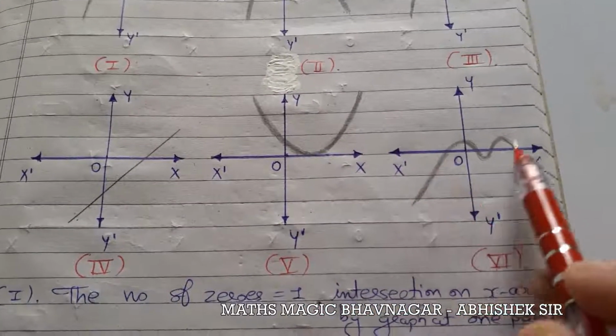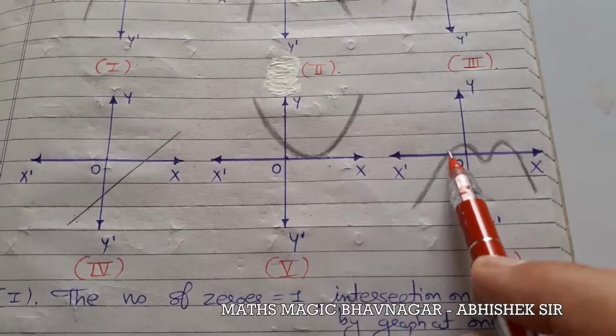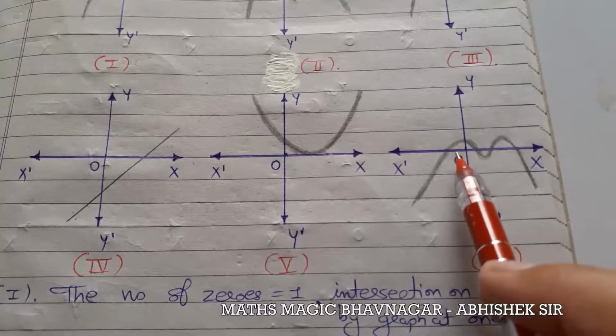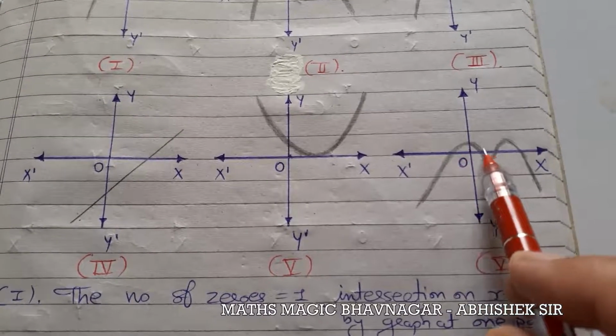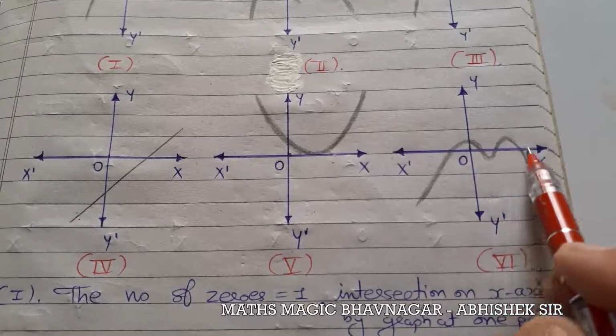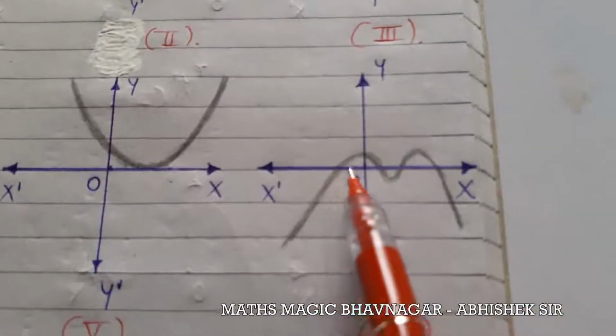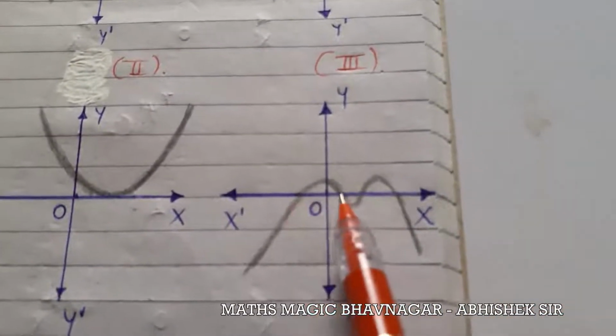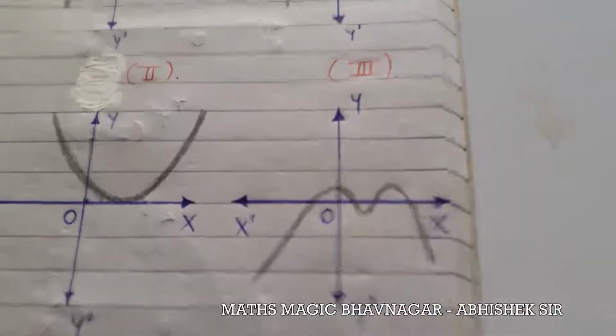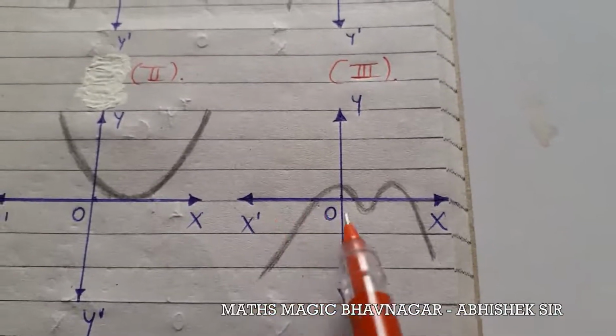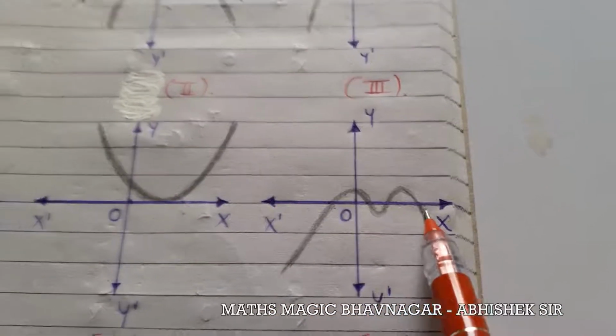Here in this graph, the intersection of the graph is taking place at 4 places: this is the first point, this is the second point, this is the third point and this is the fourth point.